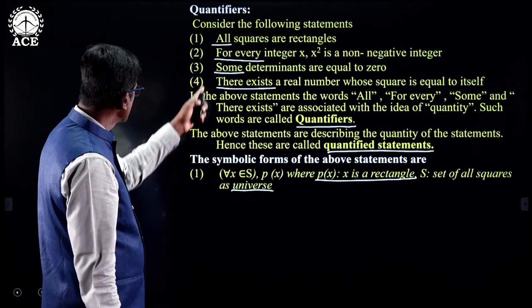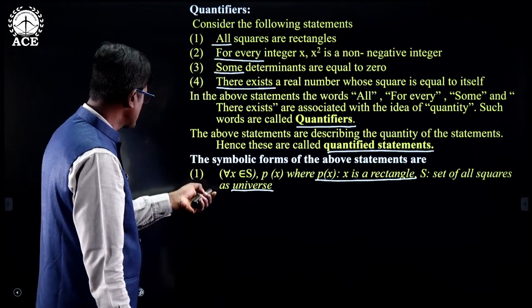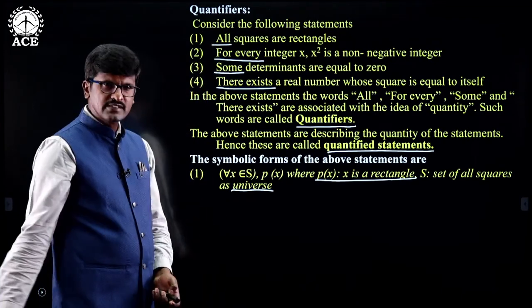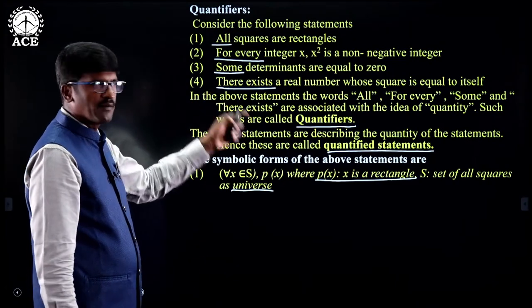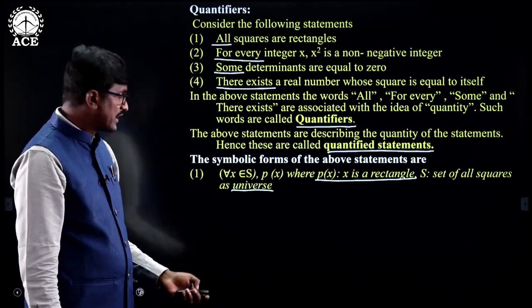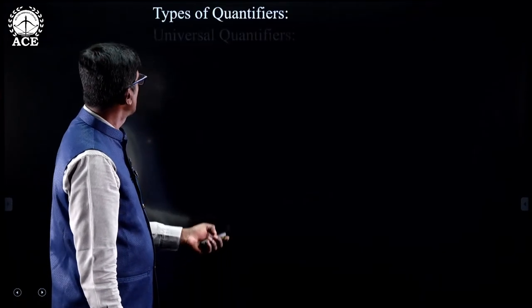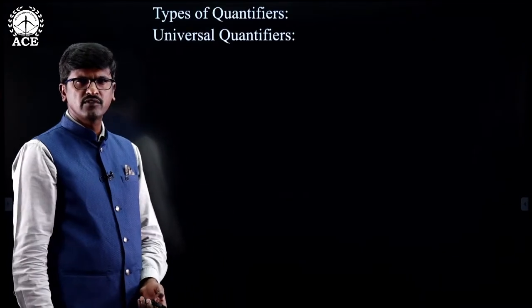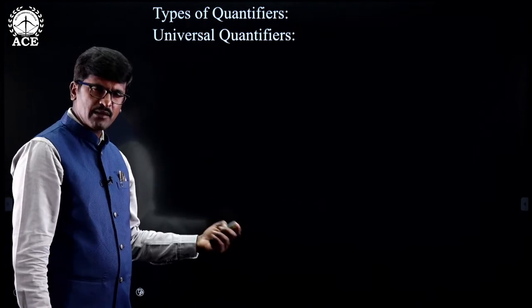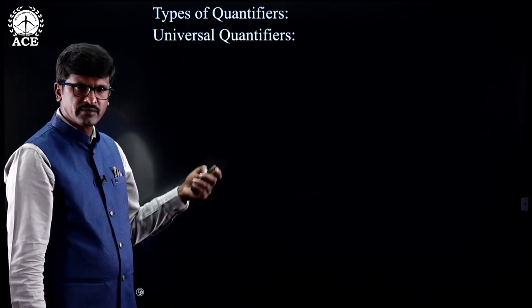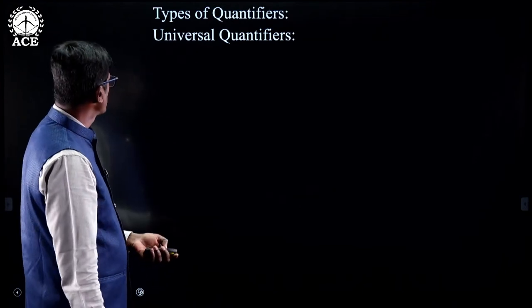So here the symbolic form of the first one is... Now, before I write the symbolic form of these examples, let me explain about the different kinds of quantifiers. There are two types of quantifiers. After giving you the definitions of the types of quantifiers, I'll be explaining the symbolic forms of the examples which I have shown to you.